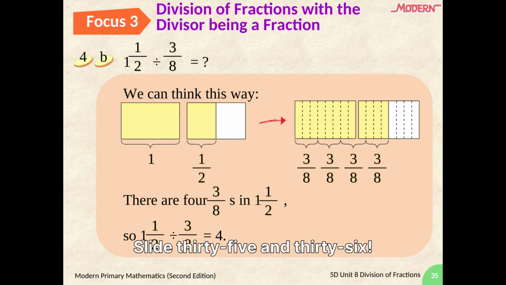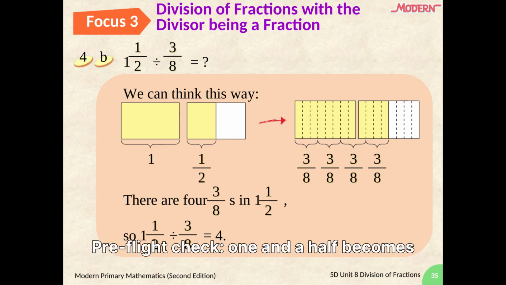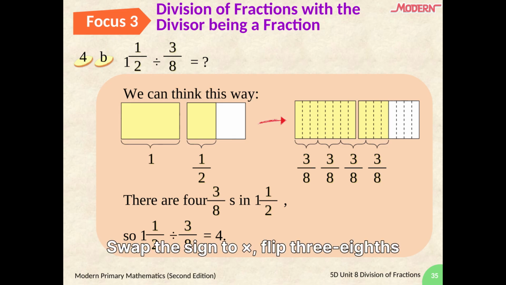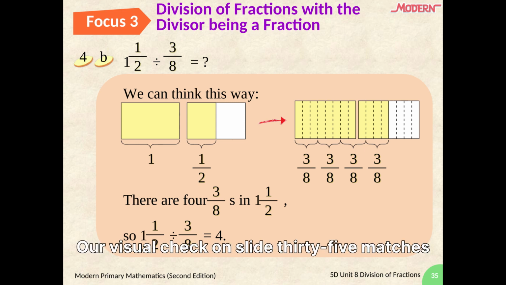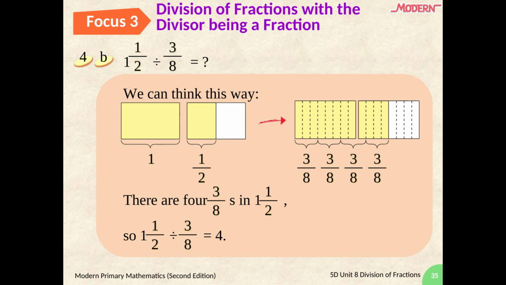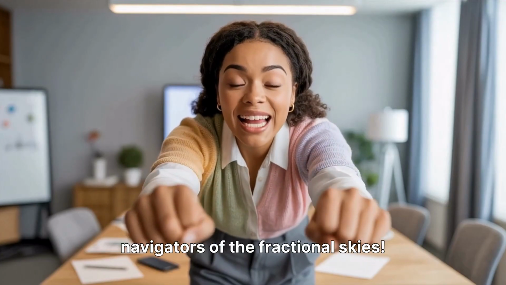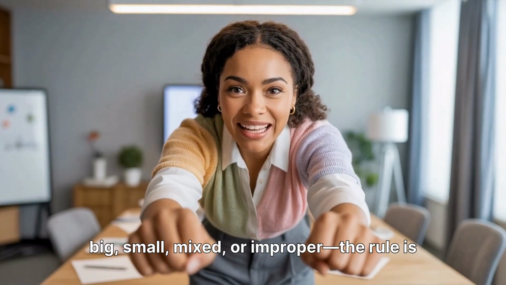Slide 35 and 36. 1.5 divided by 3/8. Pre-flight check. 1.5 becomes 3/2. Now we're in our jumpsuit. Swap the sign to x. Flip 3/8 to 8/3. Look at those numbers. We can snip the 3s to 1s and the 2 and 8 to 1 and 4. Result, 4. Our visual check on slide 35 matches perfectly. 4 groups of 3/8 fit into 1.5. Total mission success. Coach's Corner. You are now the master navigators of the fractional skies. It doesn't matter if the numbers are big, small, mixed, or improper.